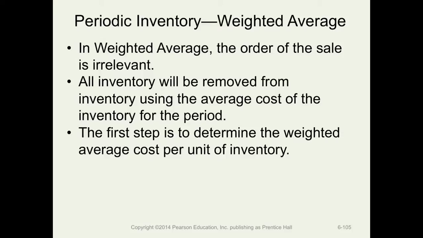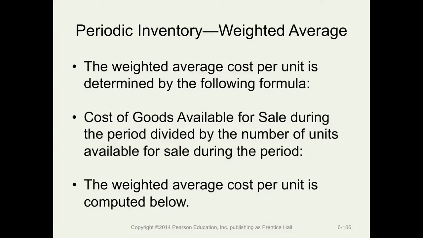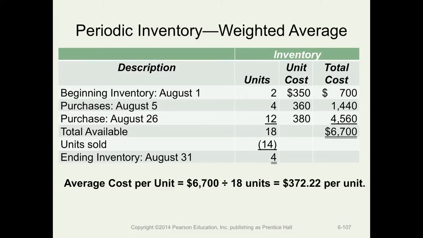Here, periodic, it is computed only at the end of the period. So the weighted average cost, again, is calculated at the end of the period as the ratio of cost of goods available for sale over the number of units available. So if we look at the inventory under a periodic weighted average, we're going to wait until the end of the year and take the ratio of the cost of goods available for sale divided by the number of units available. And the average cost is $372.22. So that's your average cost for the period.